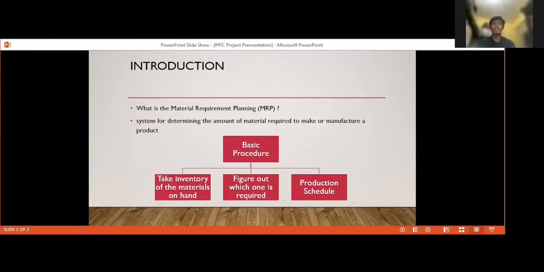Firstly, what is the material requirement planning? The meaning is a system for determining the amount of the material required to make or manufacture a product. The material requirement planning consists of three basic procedures. The first one is to take the inventory of the material on hand, secondly, figure out which one is required, and lastly is production schedule.